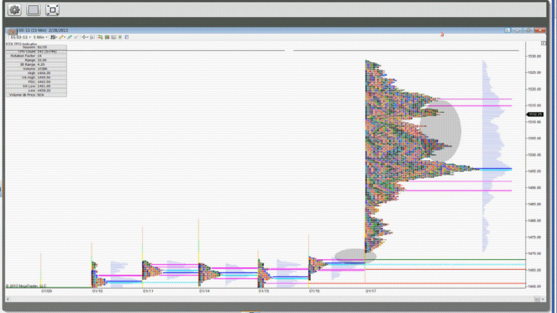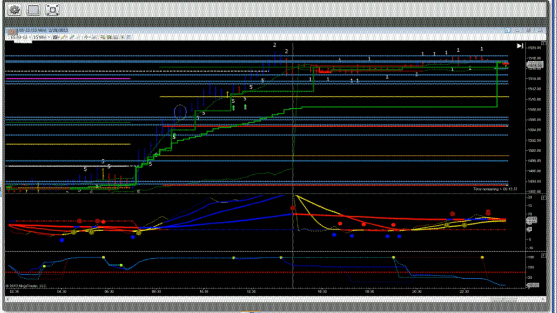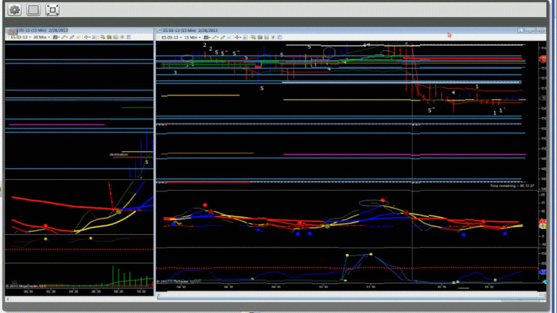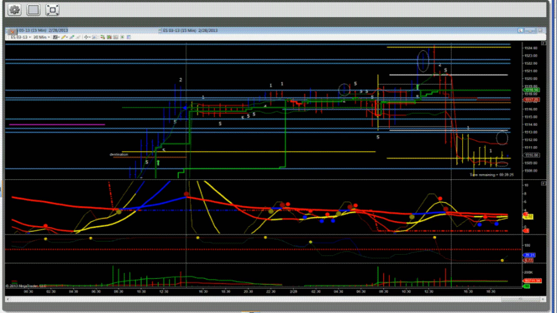So, I'd have to let the Globex session say what it says in the morning to really know what's going to happen tomorrow, because that can change tonight. I mean, it can just change tonight while we're sleeping.